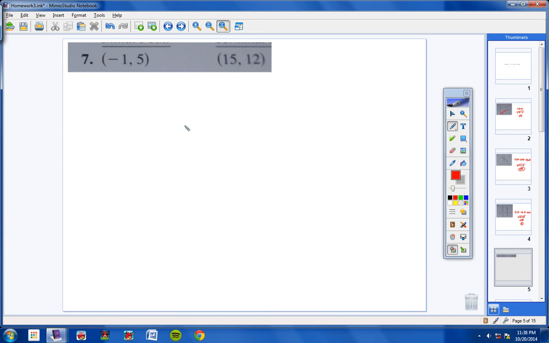All right, number 7, this is your initial point here. This is your terminal point here. So we have 15, 12 minus negative 1, 5. And so your vector for your component form would be 16, 7. 16, 7.